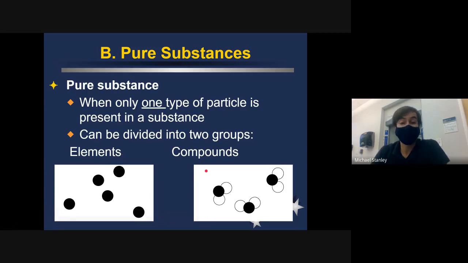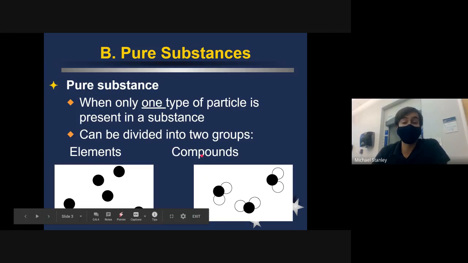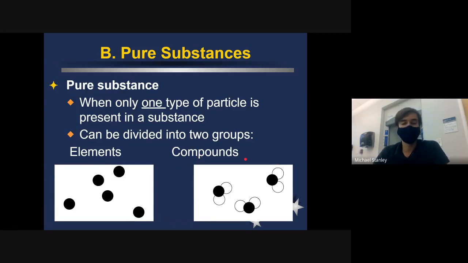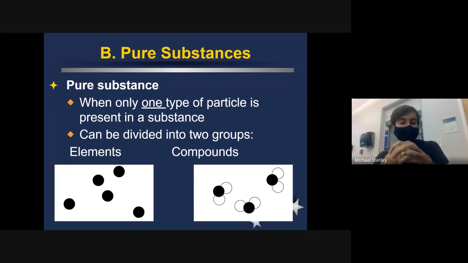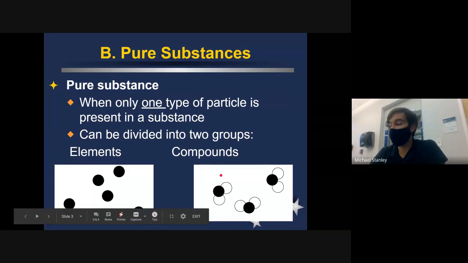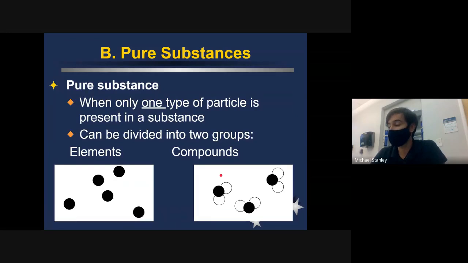We can also get a pure substance in a little bit different way, and that's through something called a compound. So we'll talk about compounds in a lot more detail in just a second. But essentially, compounds are when we have multiple different atoms that are fused together. They're stuck together. And so when they're fused together, we consider them as one compound.